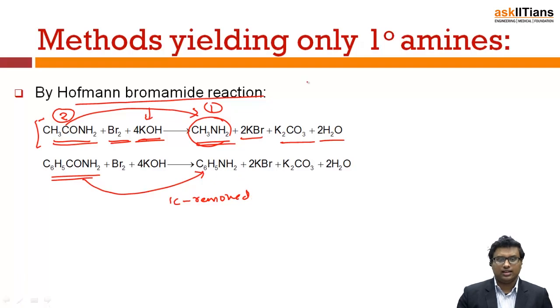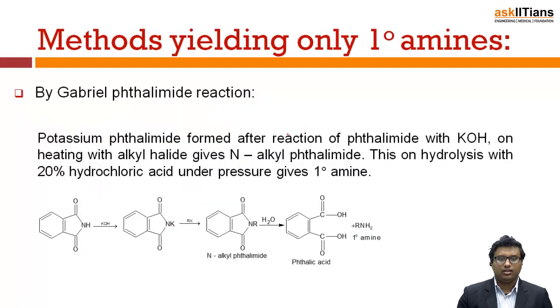So this is another technique from your amides. Next, your Gabriel phthalimide reaction. In Gabriel phthalimide reaction, your potassium phthalimide is formed after reaction of phthalimide with KOH. On heating with your alkyl halide, it gives N-alkyl phthalimide. This on hydrolysis with 20% hydrochloric acid under pressure gives a 1 degree amine.